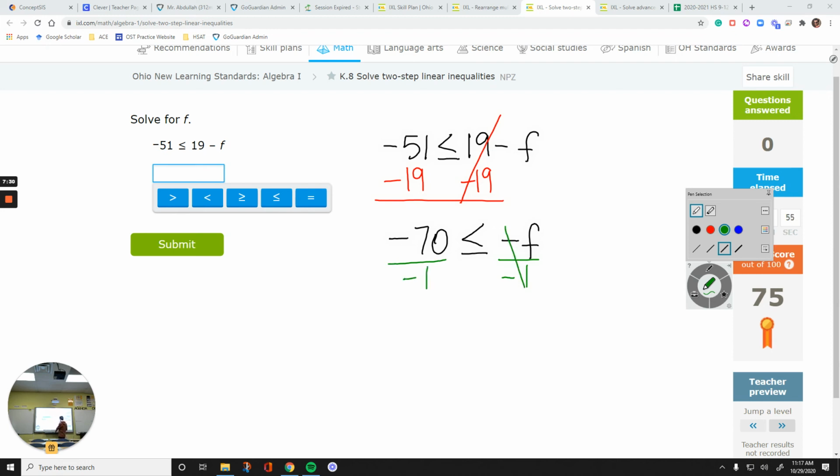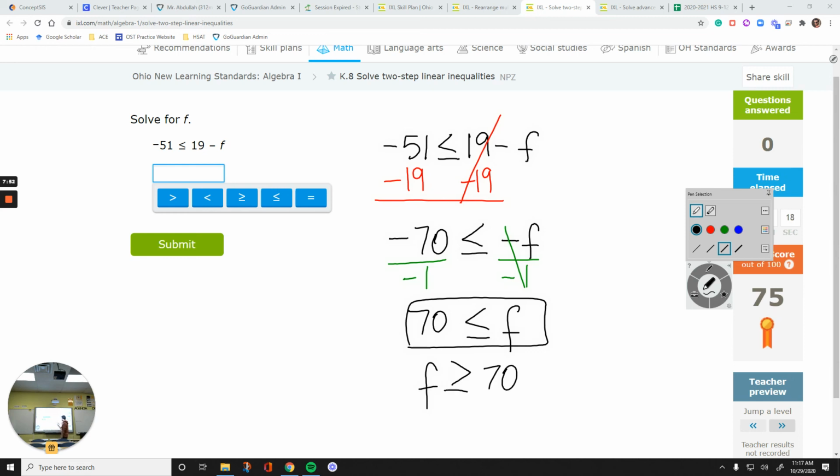Negatives will cancel each other out on the right side. Bring down the sign. Right side is f, left side is 2 negatives divided. It gives you a positive number. That would be your answer. Either put it that way or put it f is greater than or equal to 70.